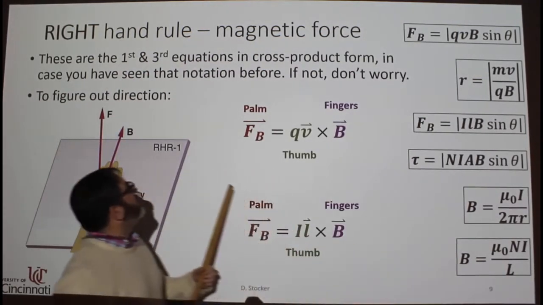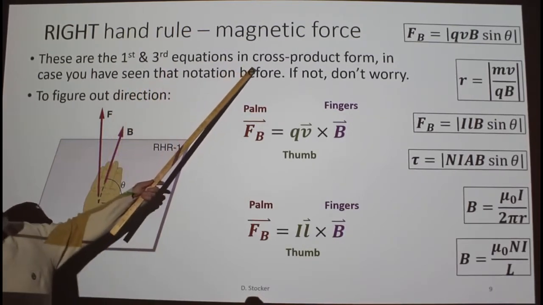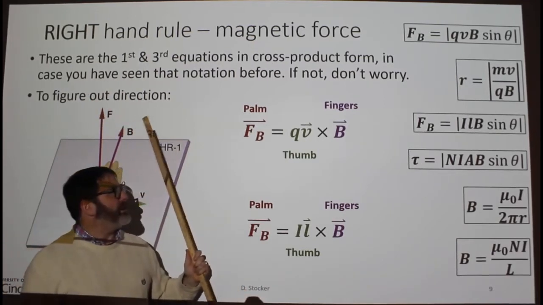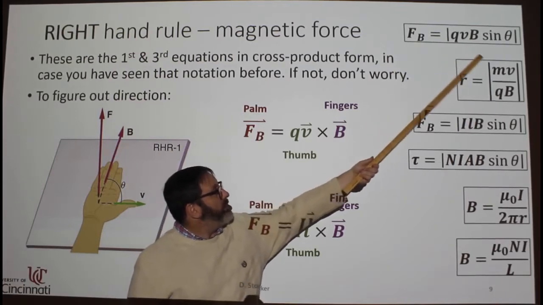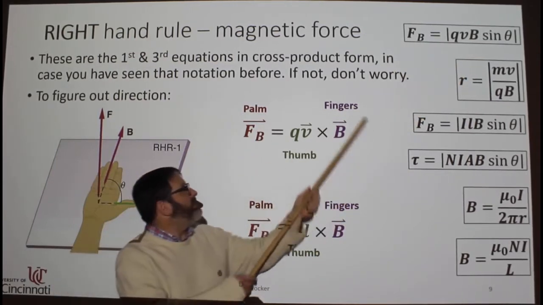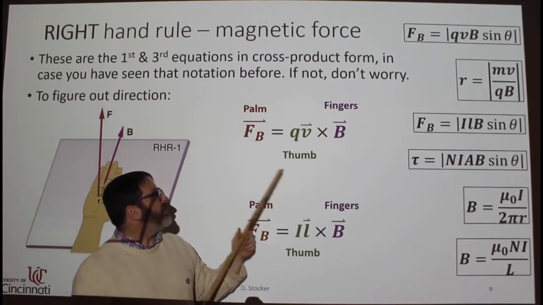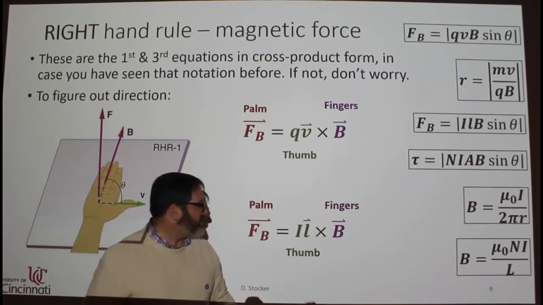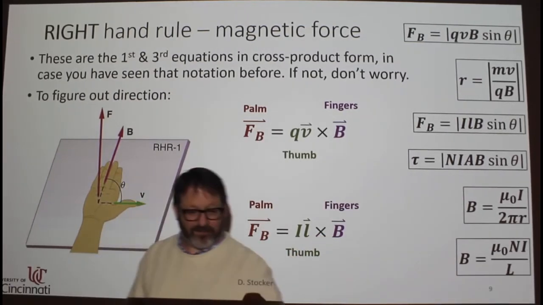If you are familiar with cross products, so mathematical cross products, this will be easier for you. This first equation, F_B equals qvB sine theta, is actually this in cross product form. So if you understand cross products, you can look at this and figure out the directions. If you don't know cross products, that's okay. That's what this video is for.